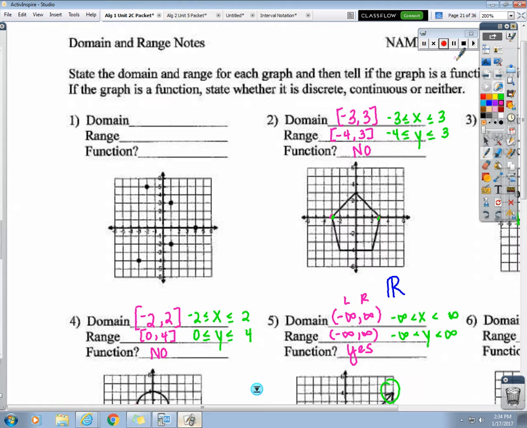Okay, number 1. Is this a function? No. About domain. What's the furthest to the left this graph is? Isn't that the furthest left point? That's a negative 3. What's the furthest right? Okay, however, is there data or information in between all those points?